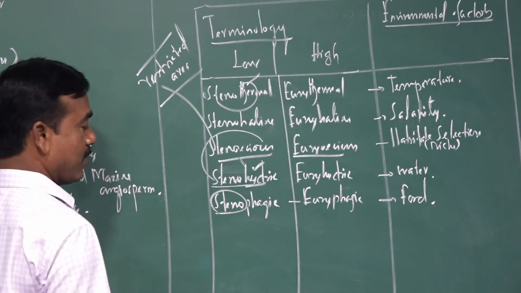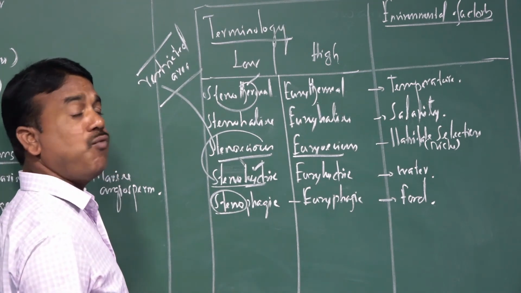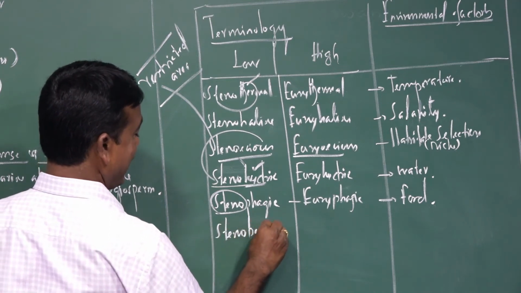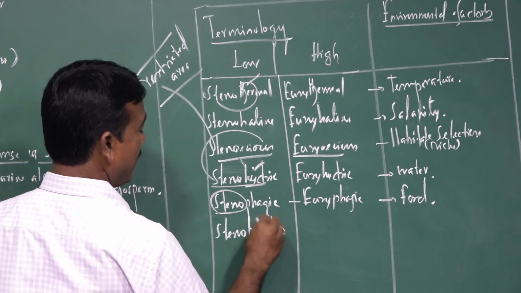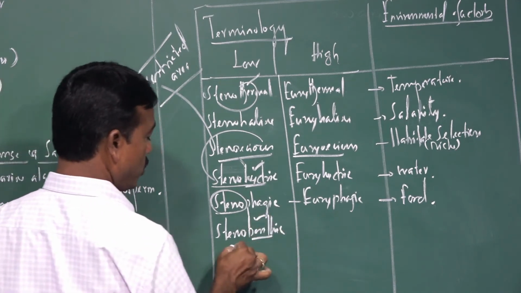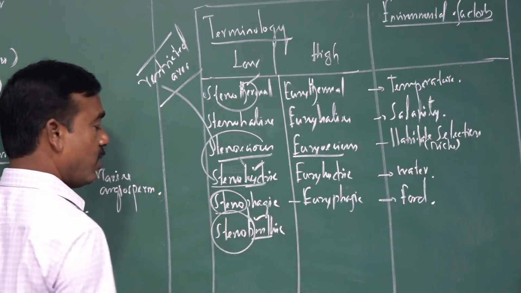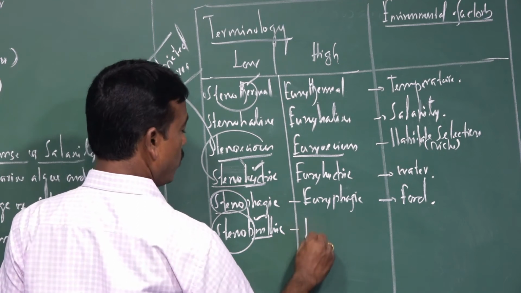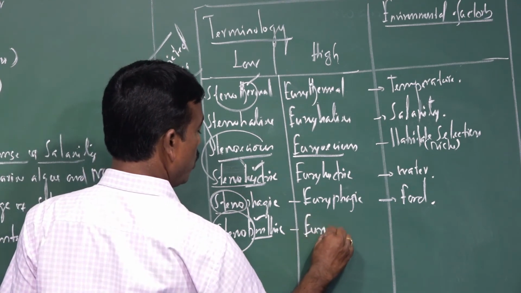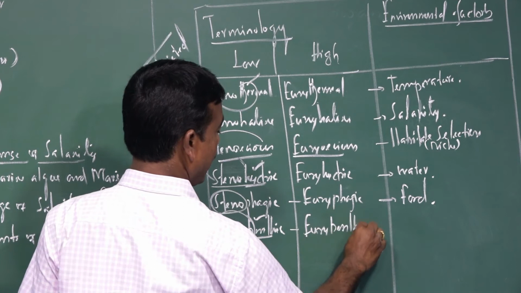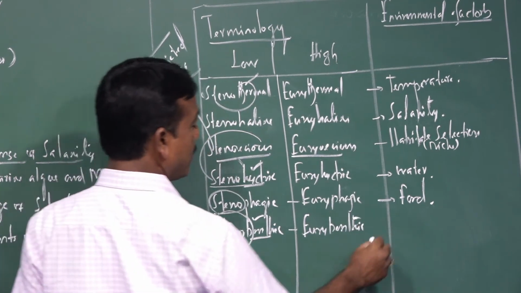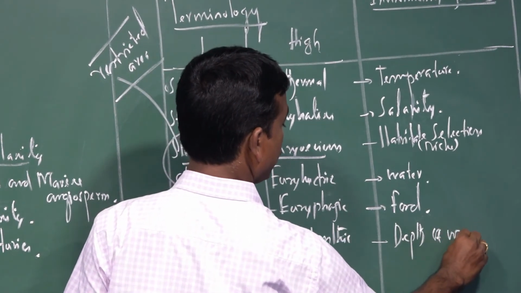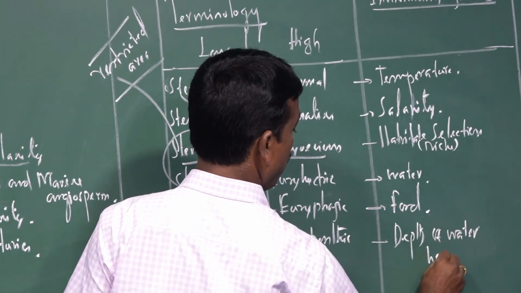The last one, commonly called based on depth of water bodies, is stenobenthic. Benthic means depth of water. So stenobenthic is commonly called plants adapted to different kinds of water depth. Opposite to that is eurybenthic. That is the classification based on depth of water body or depth of water habitat.